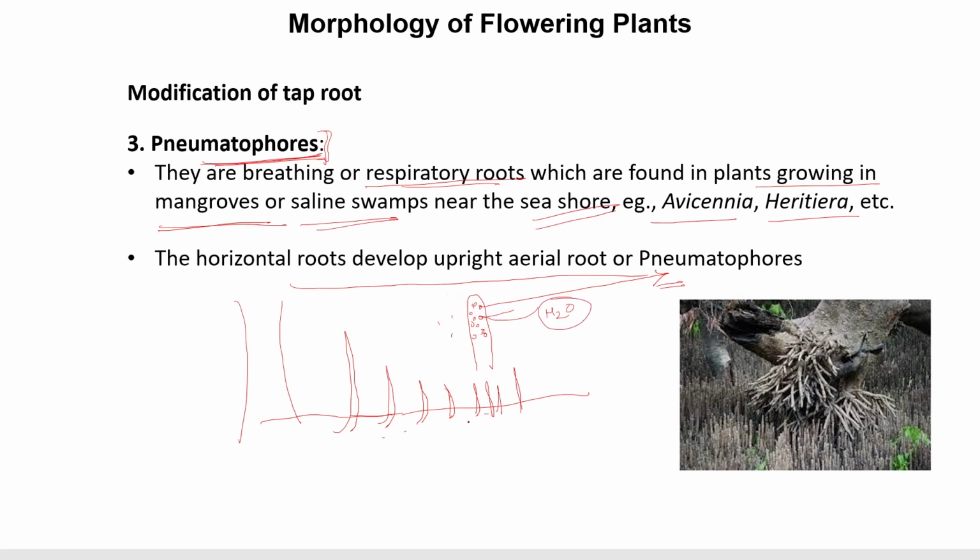Though water is present in this marsh area or the seashore area, that is saline, that is salty water. So they do not take that water. Instead, they absorb the atmospheric water through these small holes present at their roots. Okay.